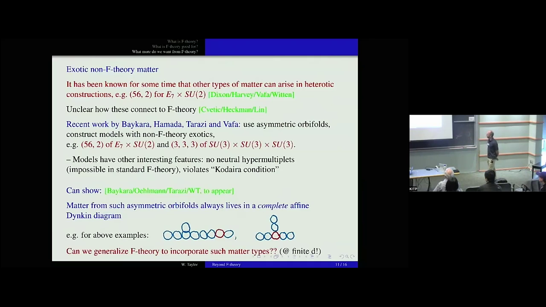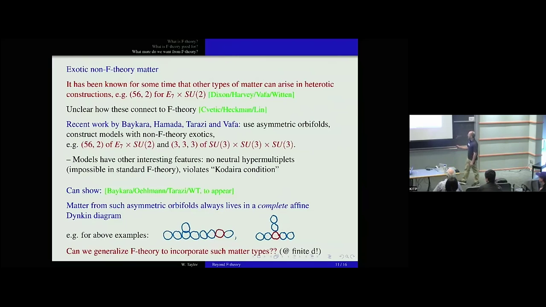And in fact, we can prove that matter from such asymmetric orbifolds always lives in a complete affine Dynkin diagram. Basically, the idea is you have the Dynkin diagram associated with the original gauge group, the matter will live in a direction which makes a degeneracy in the Cartan matrix. So basically, there's always a null vector characterizing the direction. That forces you to have an affine Dynkin diagram. So for example, this is an affine Dynkin diagram for the 333 of SU3 cubed.